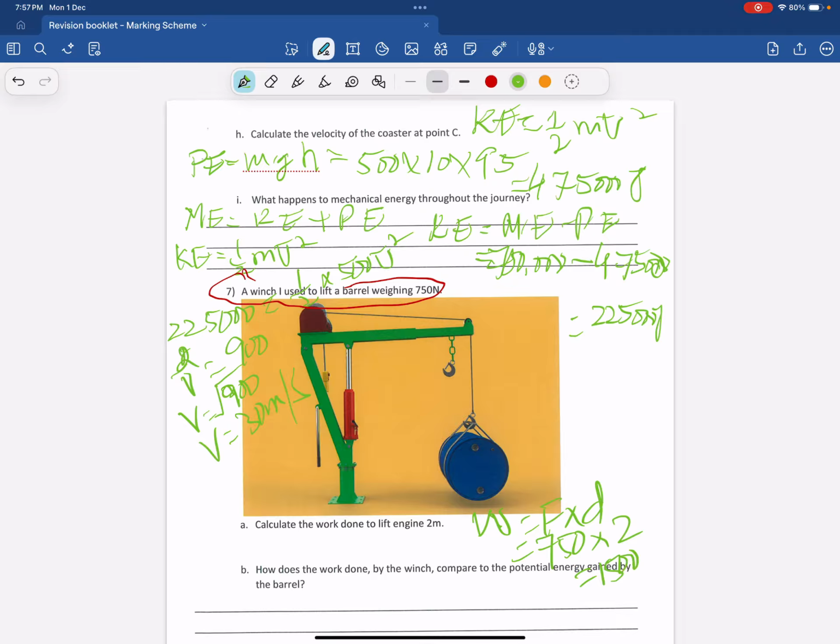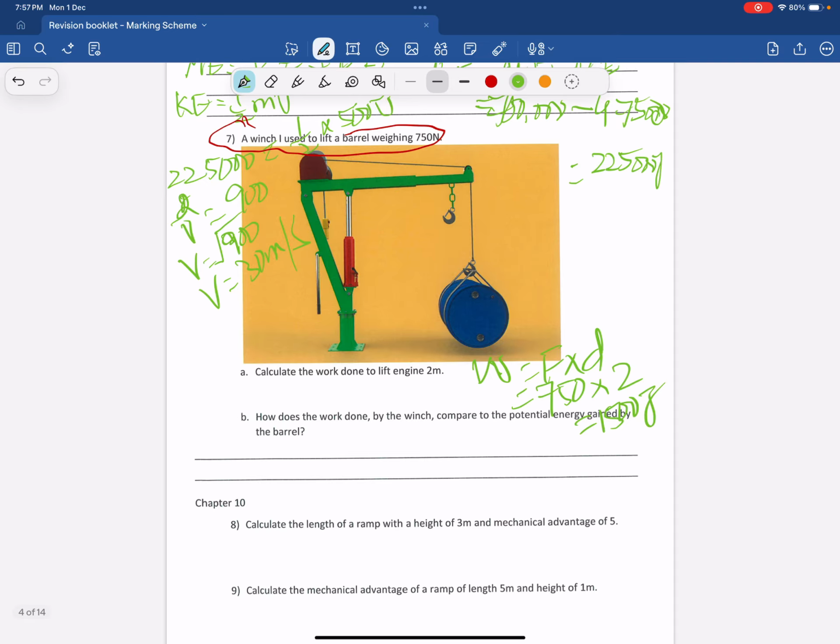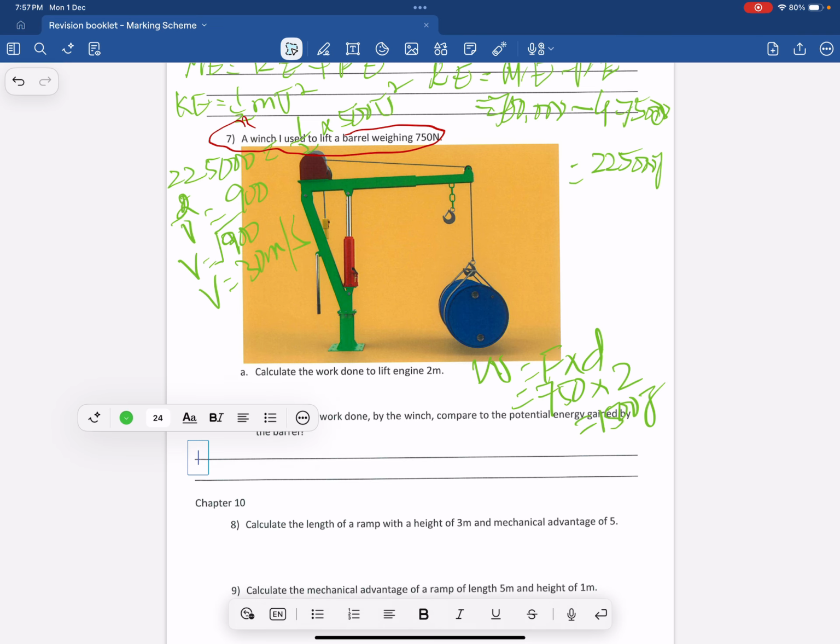Now they're asking here, how does the work done by the winch compare to the potential energy gained by the barrel? If we see, the work done by the winch is equal to the gravitational potential energy gained by the barrel, because if you assume no losses to friction or heat, I can write here that work done is equal to potential energy, which is equal to 1500 joules.